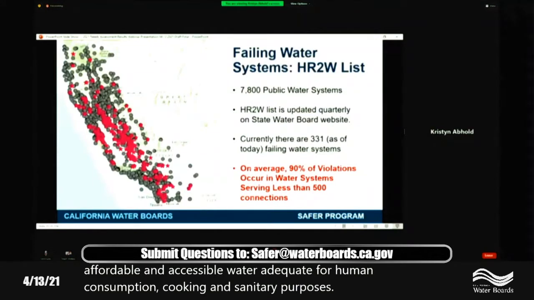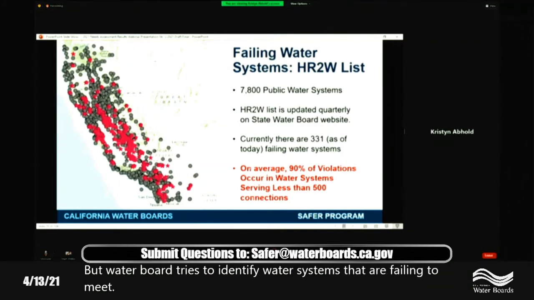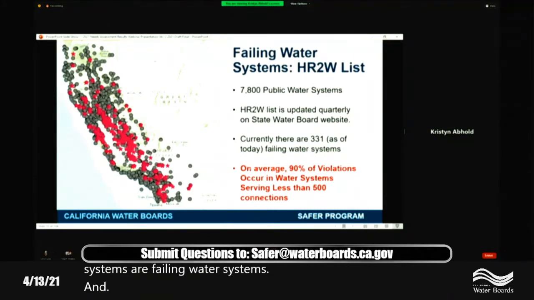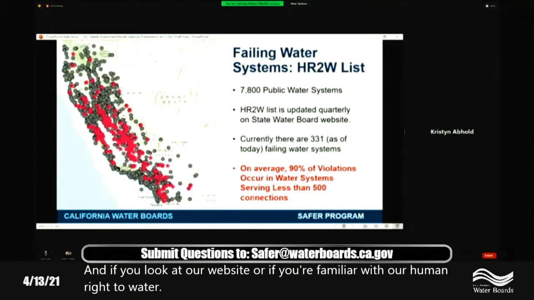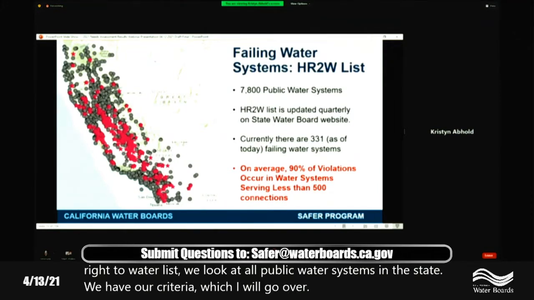The Water Board tries to identify water systems that are failing to meet the goals of the human right to water. We often call these our failing water systems. If you look at our website, or if you're familiar with our human right to water list, we look at all public water systems in the state. We have our criteria, which I will go over in just a little bit.